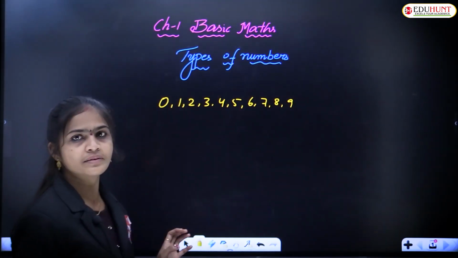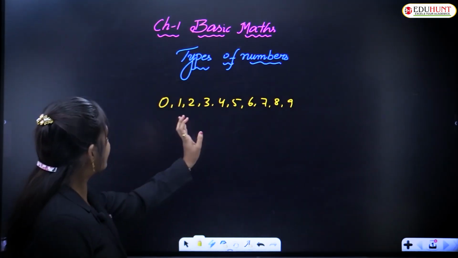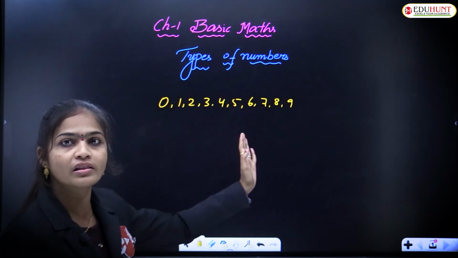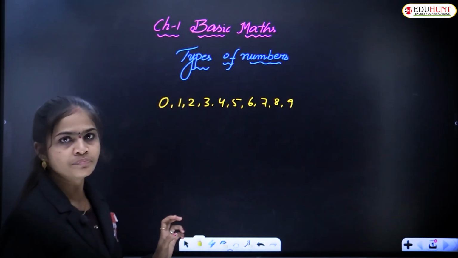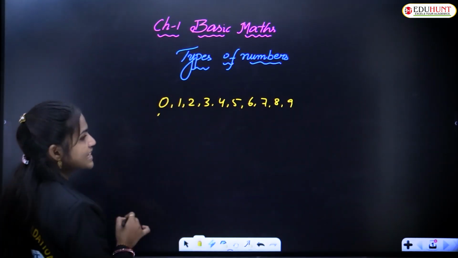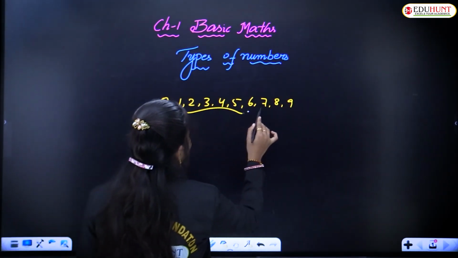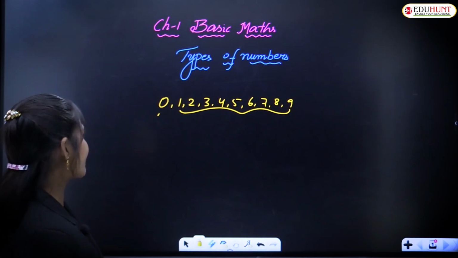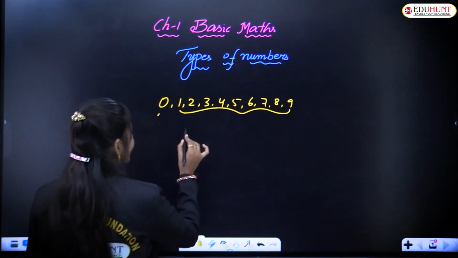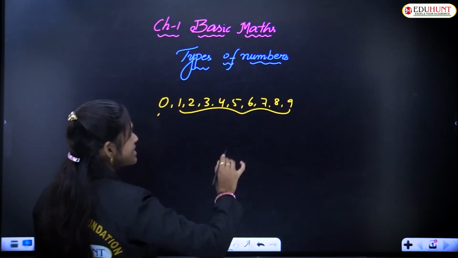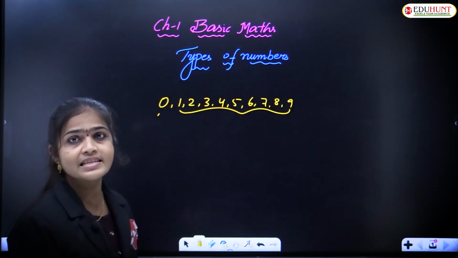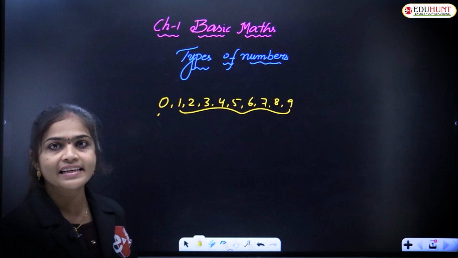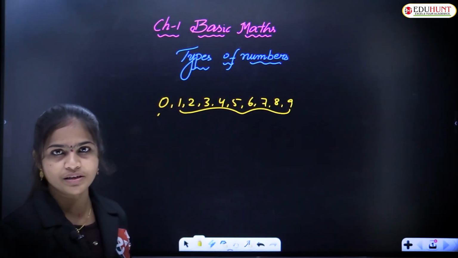These are all symbols, and we give values to them. Here 0 is called the insignificant digit and 1 to 9 are called significant digits. If you take 1, 2, 3, 4, 5, 6, 7, 8, 9, all these digits we call single digit numbers, or one digit numbers.